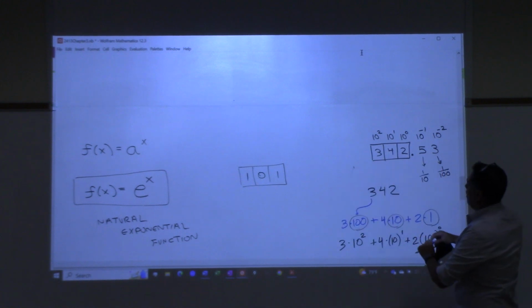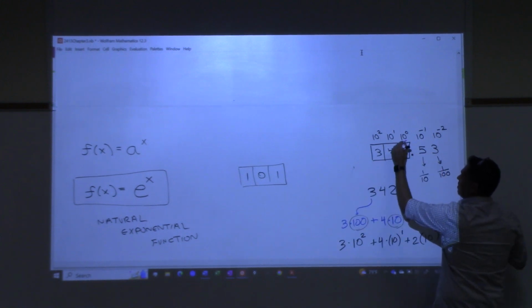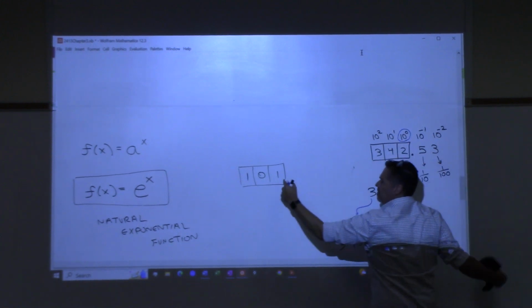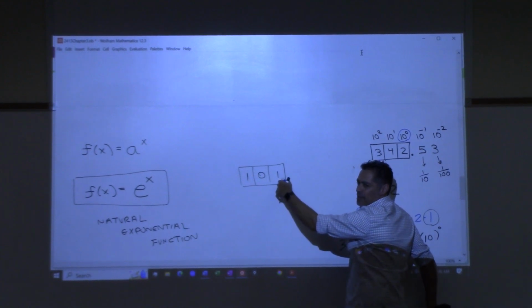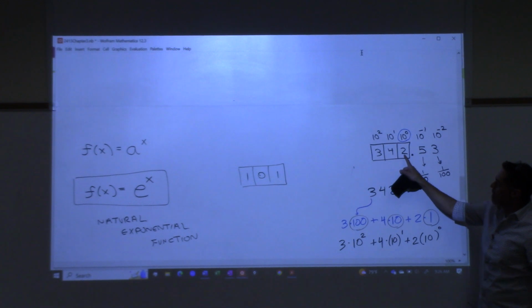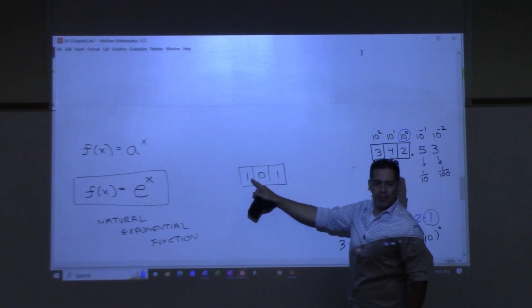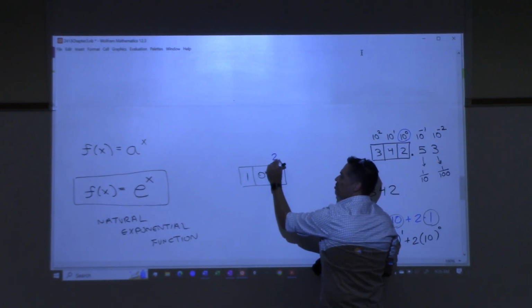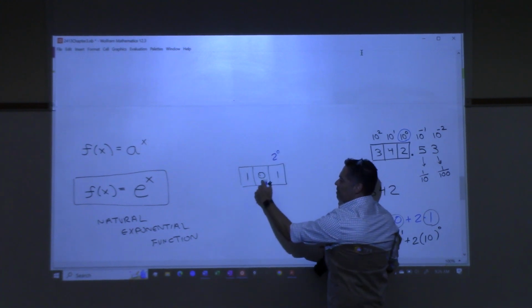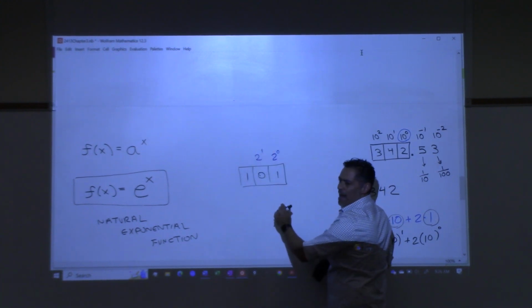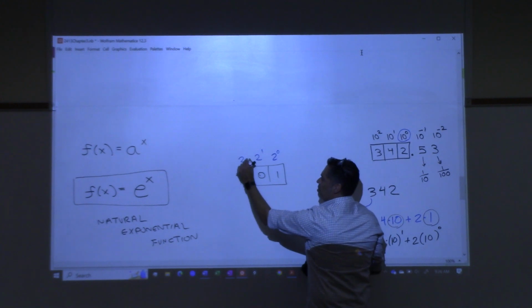Using the same format, this is how many 10 to the 0s. This is how many what to the 0s I have? How many options do we have for each of these digits? 10. So this is 10 to the 0, right? So how many options do I have for each of these? 2. So this is how many 2 to the 0s I have. This is how many 2 to the 1s I have. This is how many 2 to the 2s I have.